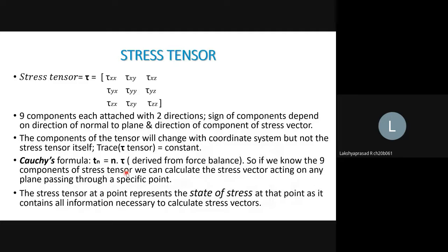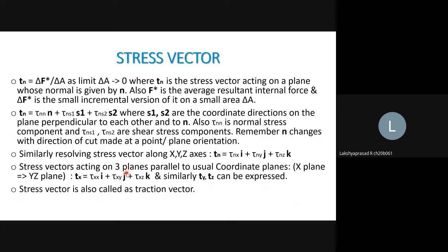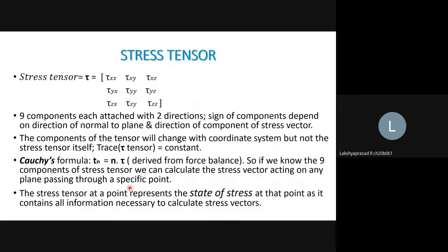And finally, let's quickly go over the stress tensor. We saw Tx, Ty, and Tz, and each had three components. So in total, there are 9 components we can talk about. So we have a stress tensor. Tau bar is equal to a 3 by 3 matrix with 9 components as shown: tau xx, tau xy, tau xz, and so on. There are 9 components, each attached with 2 directions, as you can clearly see.